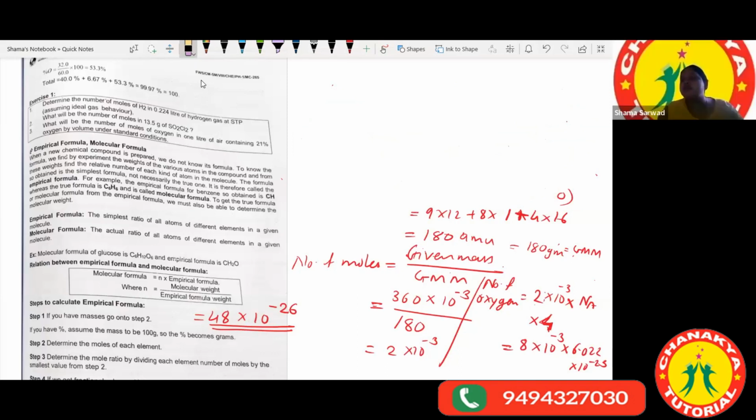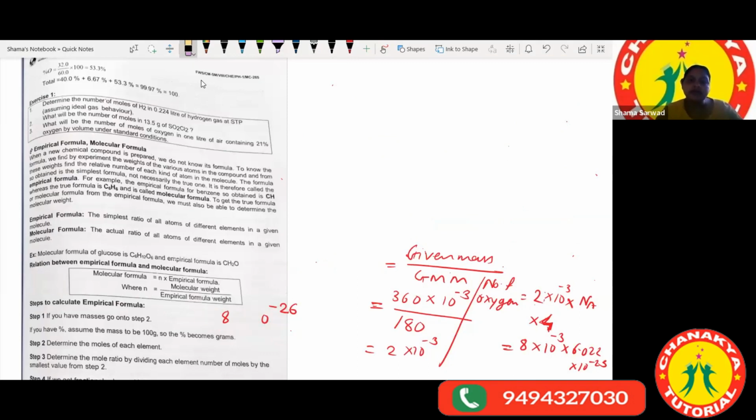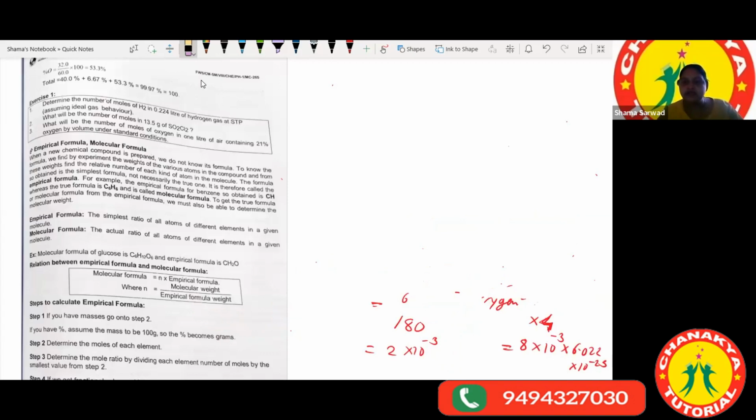Now we are going to see the empirical formula and the molecular formula. See what is given in this. Basically, you should be aware of what the empirical formula and molecular formula are. I'm going to write it here. See, and you have to tell me the difference. What is the basic difference for hydrogen peroxide? What is the molecular formula for hydrogen peroxide? Does any one of you know?